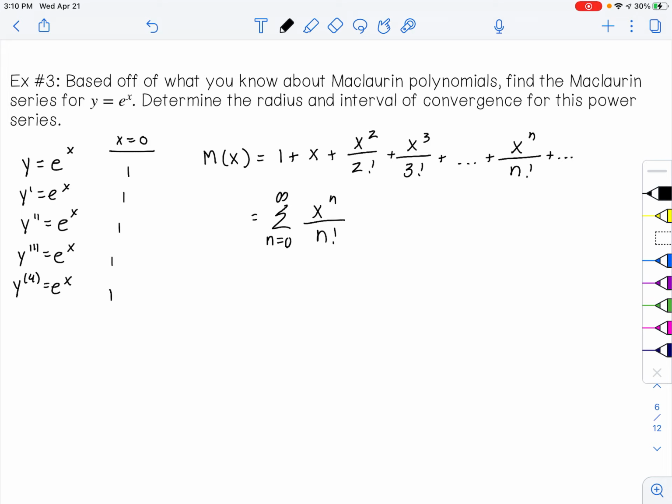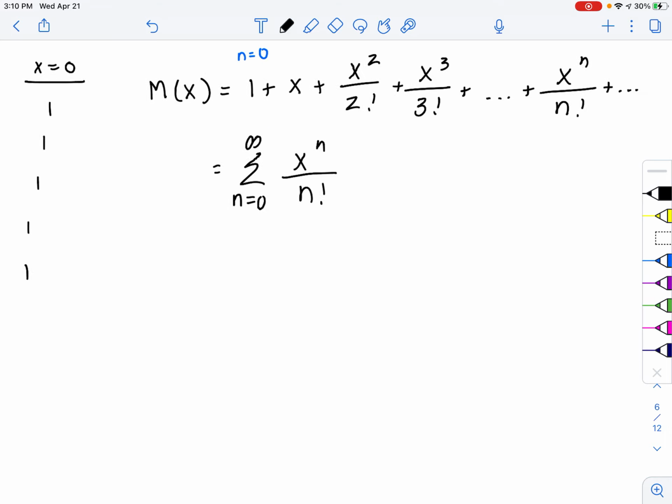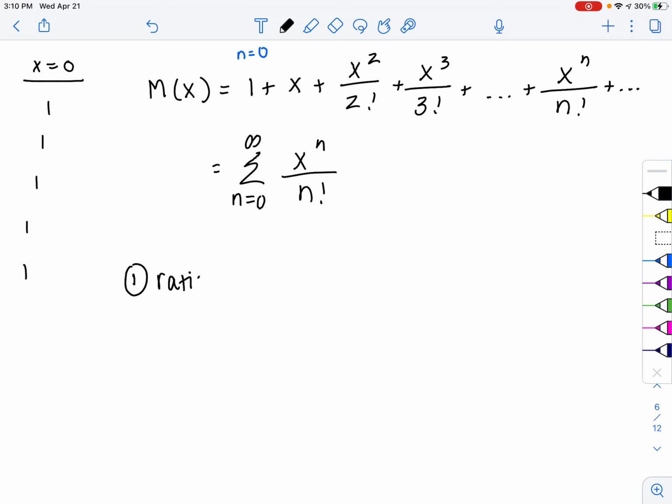And we have to start it at 0 because we want to be able to plug in the first, 0 and get a 1 back, right? So if I plug in n of 0 here, x to the 0 power is 1, and 0 factorial is actually also 1. So we get 1 over 1 and 1. It gives us back our first term. Okay, so now they've also asked us to determine the radius of convergence. So let's go ahead and do the ratio test. So we got ratio test going on.